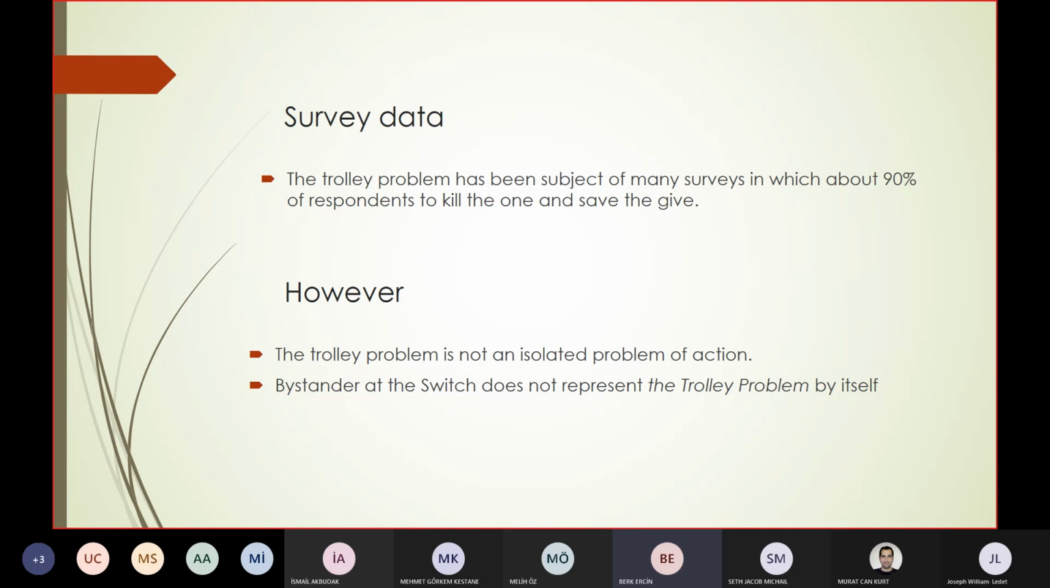So according to these conditions, it is morally permissible for the bystander to flip this switch or lever. It is not only permissible according to the doctrine of double effect, it is also permissible for many people. Surveys show that 90% of people would flip the switch or lever and choose to kill 1 and save the 5. However, like I mentioned before, the trolley problem is not an isolated problem of action. In fact, this permissibility is only for the bystander at the switch. The bystander at the switch does not represent the trolley problem by itself.